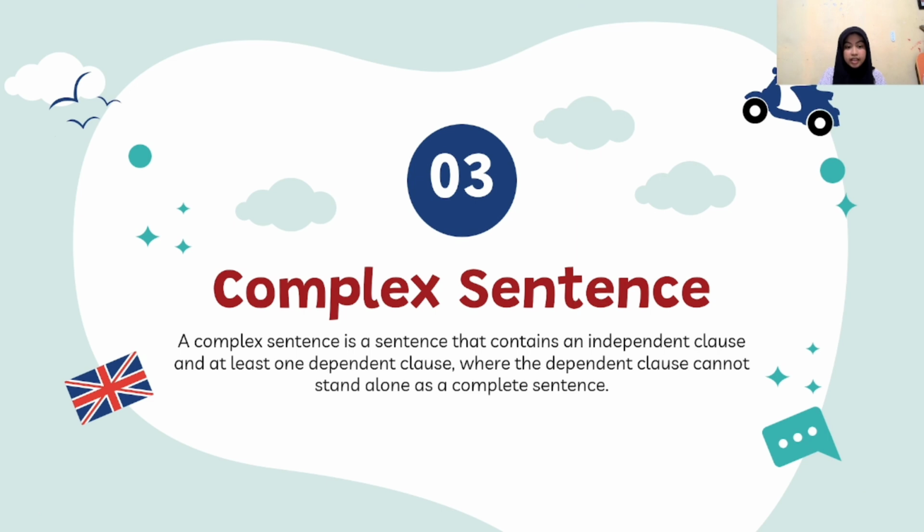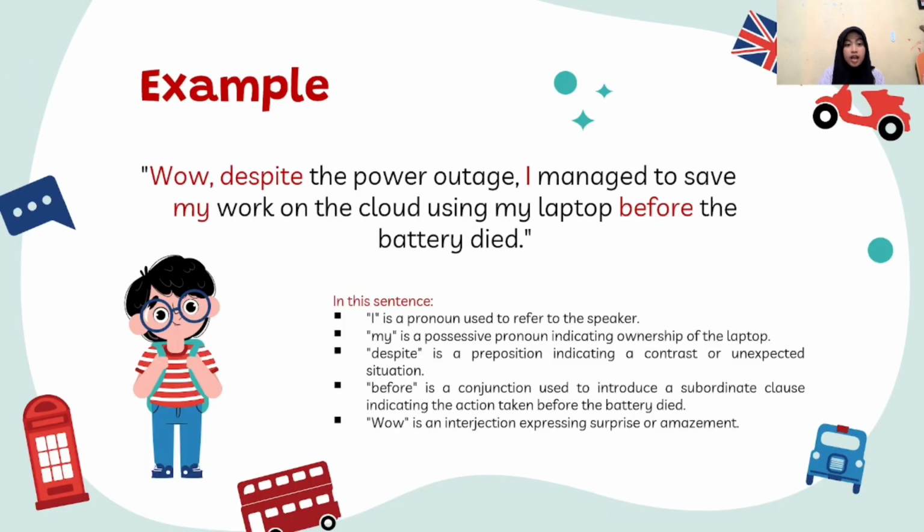Next, complex sentence. A complex sentence is a sentence that contains an independent clause and at least one dependent clause, where the dependent clause cannot stand alone as a complete sentence. Example: wow, despite the power outage, I managed to save my work on the cloud using my laptop before the battery died.